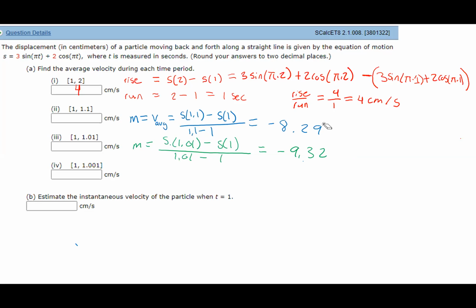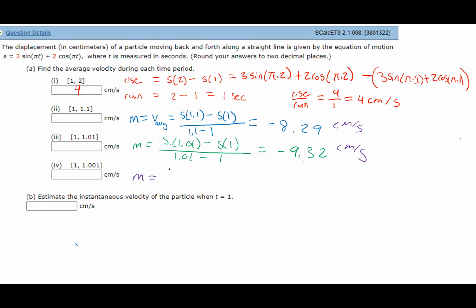And then the last one. M is the slope of the secant line, which corresponds to the average velocity. Yep. So these are in centimeters per second. Exactly. So geometrically, it's a slope. Physically, it's a velocity. So that's 2 ways to interpret it: geometrically and physically.